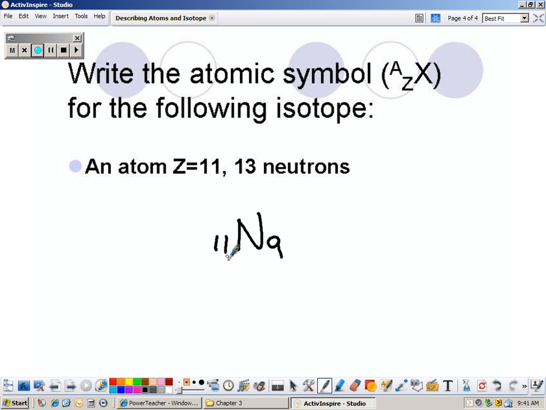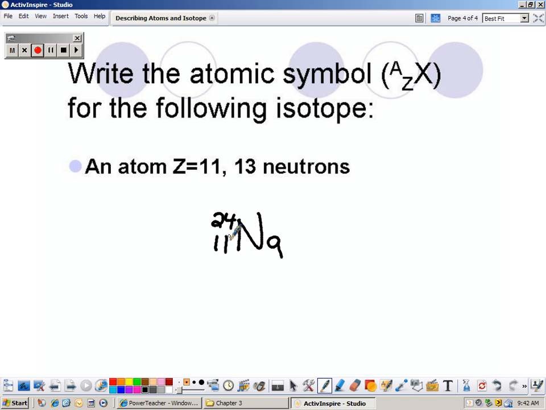Using the neutrons they're giving us here, which is 13, we can find the number of protons. The number of protons is equal to what? It's equal to the electrons, and it's given to us by the atomic number. So to find the mass number here, you get the 11. The atomic number gives you the number of protons. You add it to the number of neutrons. What does that give you? 24. That is your mass number.